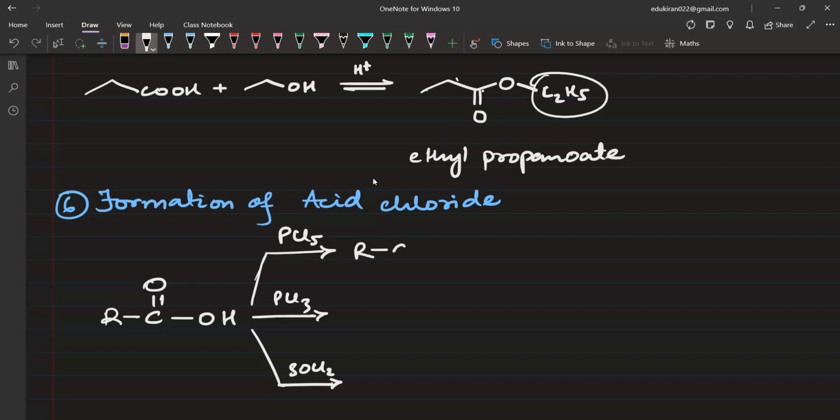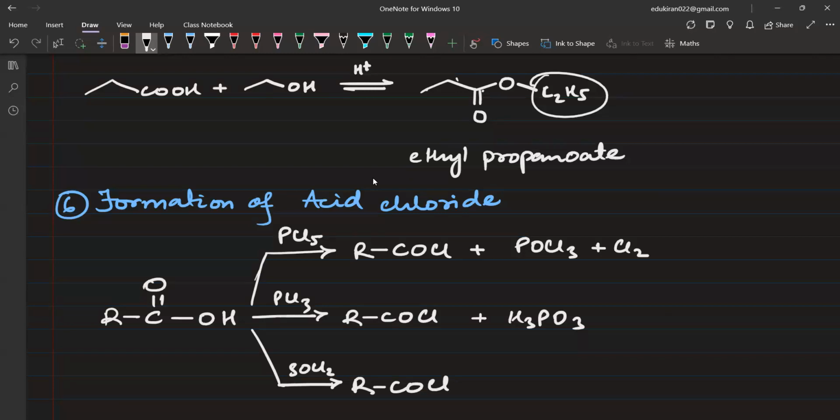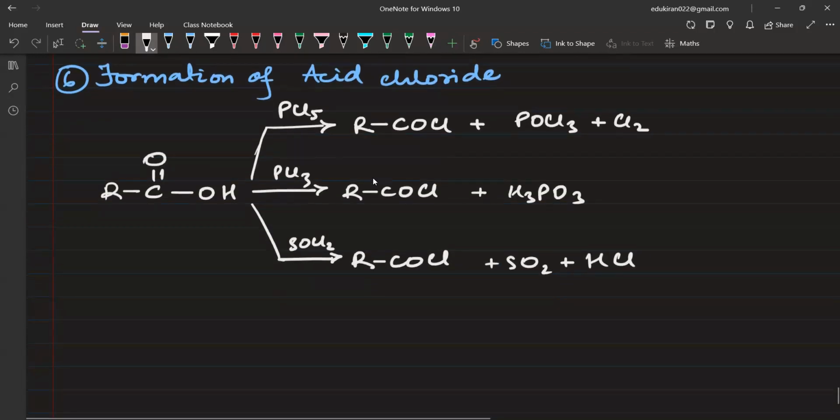You will have R, COCl. In the case of PCl5, you have POCl3 plus you have HCl. In the case of PCl3, you will have R, COCl, that is acid halide, plus you will have H3PO3. In the case of SOCl2, you will have R, COCl as it is, plus you will have SO2 plus HCl. ठीक है, so all of these reactions can be used. अब देखिए COCl अगर आपके पास आ गया ना, that is acyl chloride. From here you can go to aldehyde also, है ना? So you should remember this reaction.